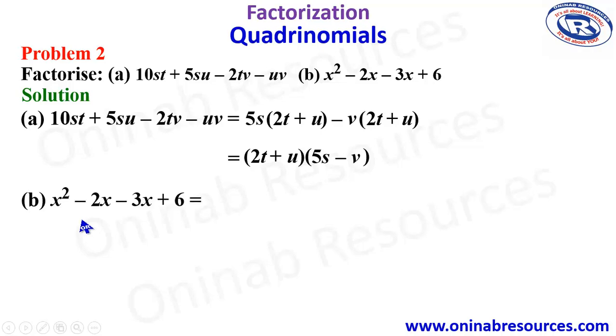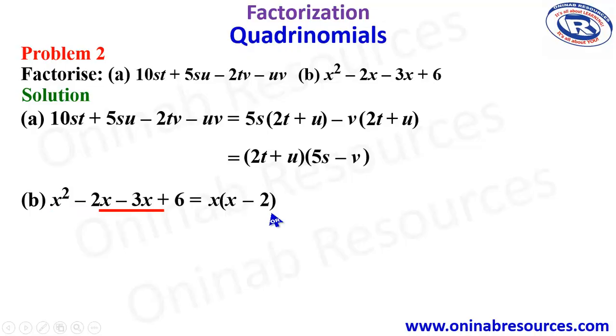Then we go to 2b. We have x squared minus 2x minus 3x plus 6. We pick the first two terms. X is definitely common there. So we have our x, open bracket, x squared divided by x, we'll be left with x there. Minus 2x divided by x, we'll be left with minus 2. We then close our bracket.